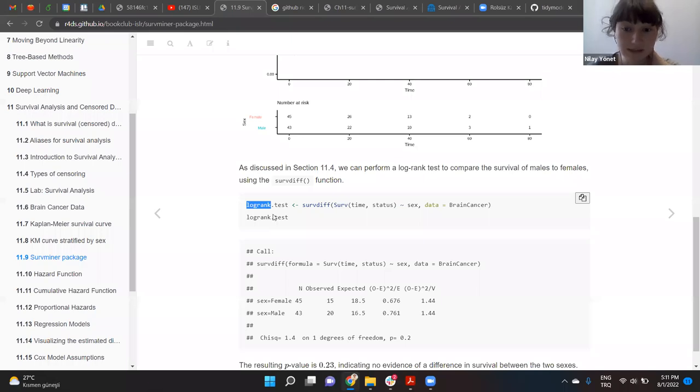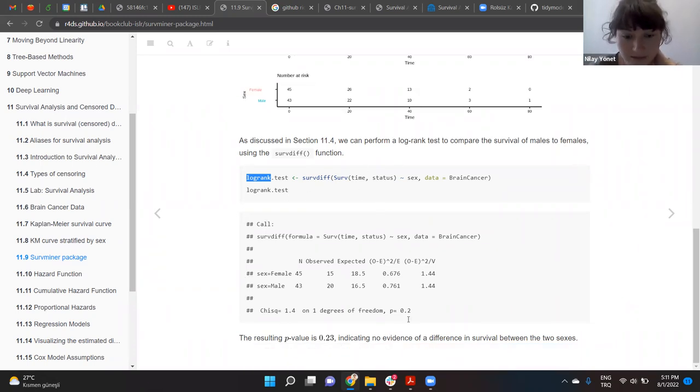This is our formal test to compare two or more categories in the data. And at the end of this code, we can see the p-value here. It is 0.2. So the p-value is so high. To reject the null hypothesis, we would expect a much smaller value for p, such as 0.05 or something like that. But since it is 0.2, it's not small enough, so we cannot reject the null hypothesis. This indicates that there is no evidence of a difference in survival between the two sexes.